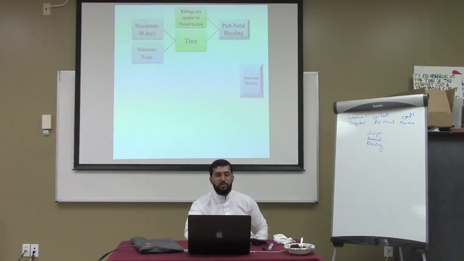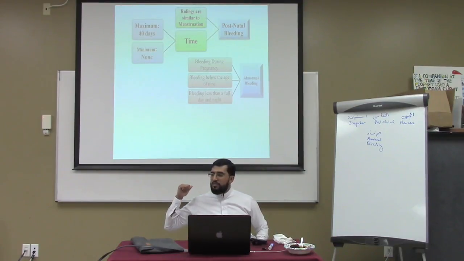Abnormal bleeding, I already went over this. I already told you all of these scenarios. Bleeding during pregnancy is considered abnormal bleeding. Bleeding below the age of 9, and bleeding less than a full day and night. And what is the scenario we left out here that's not mentioned on this slide? Bleeding after the age of 50. Very good. After the age of 50.